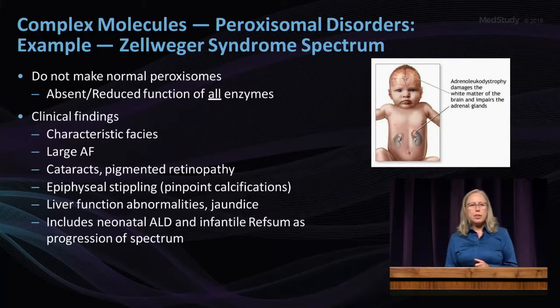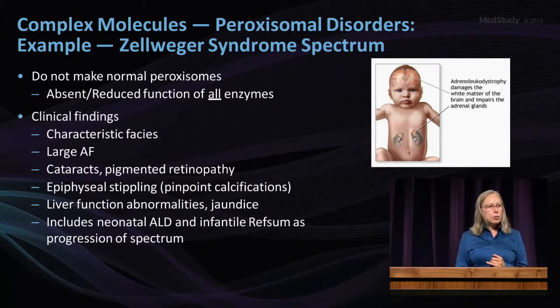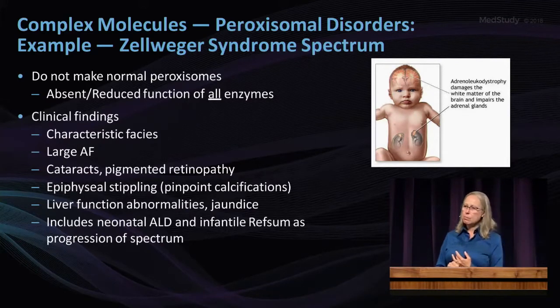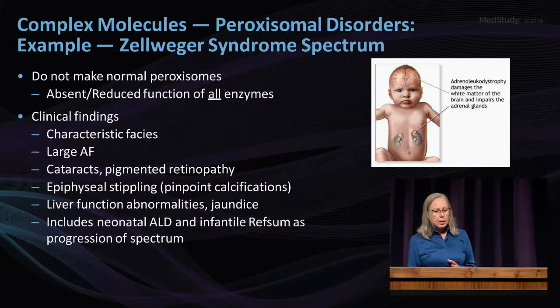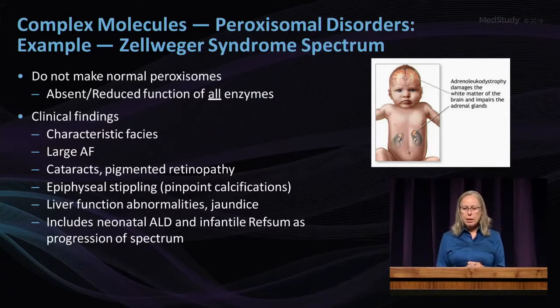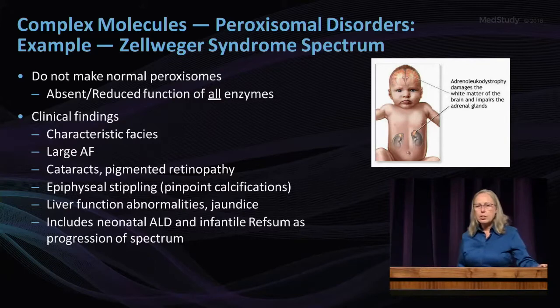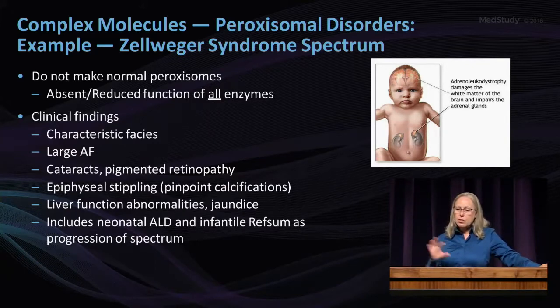These kids have characteristic facial features. I think they look reminiscent of children with Down syndrome. So your first pass sort of looks like Down's, and then you start looking, and it's like that's not quite right. Large anterior fontanelle, cataracts, a pigmented retinopathy, epiphyseal stippling, liver function abnormalities, jaundice, and this spectrum includes neonatal adrenoleukodystrophy and infantile Refsum's as a progression of the spectrum. The children I've seen with Zellweger's are so hypotonic, they make the kids with Down syndrome look like bodybuilders. They are beyond hypotonic.